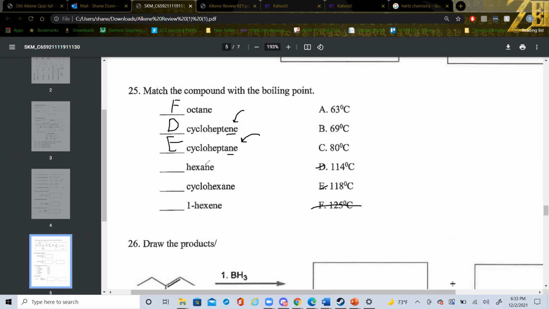Hexane is always going to be pretty much B. Hexane is always 69 because it's a fun number. Cyclohexane, though, is going to have a higher value because it's cyclic. That's 70. And 1-hexene has a double bond, so that's going to be A.